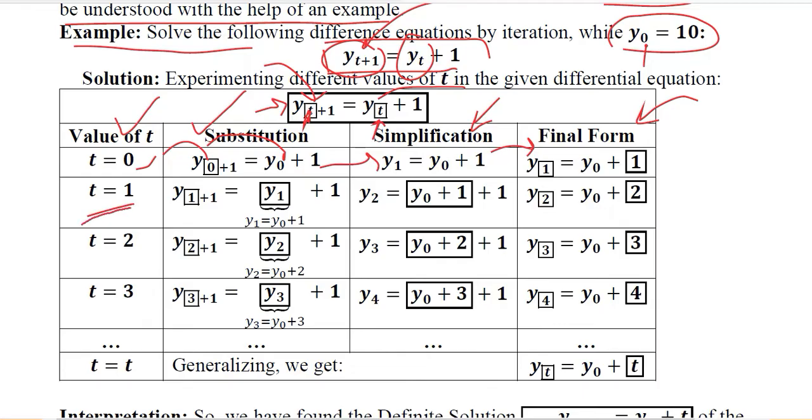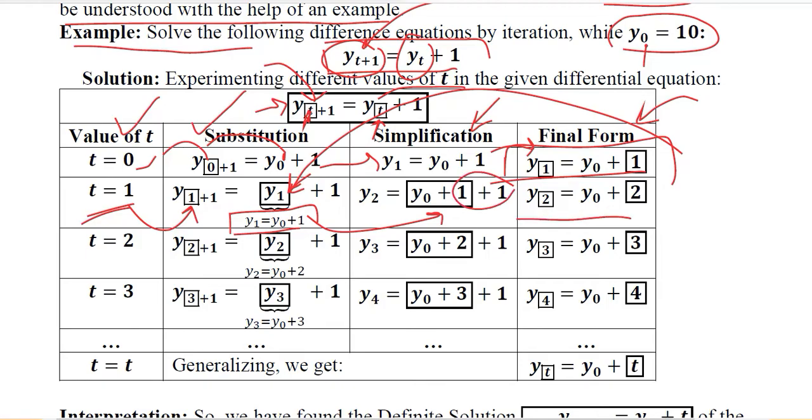Now if we consider t is equal to 1, instead of 0 we will see 1 here again. So after putting this, we remember that y1 is already quantified. So this y1 can be substituted here, and this is what we have written here. So this y1 gets substituted here, and we get this term. Simplifying, 1 plus 1 becomes 2. So this is the second form in this series of forms.